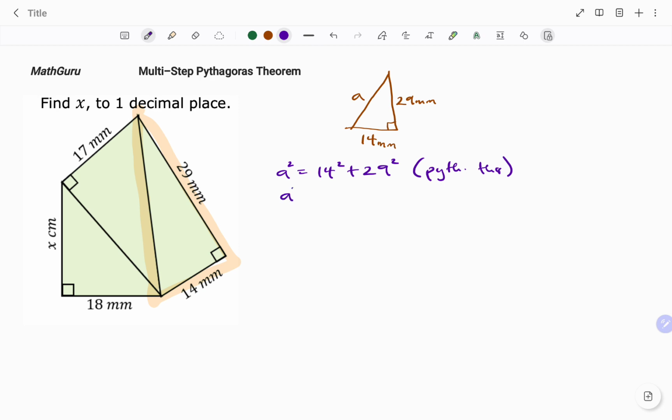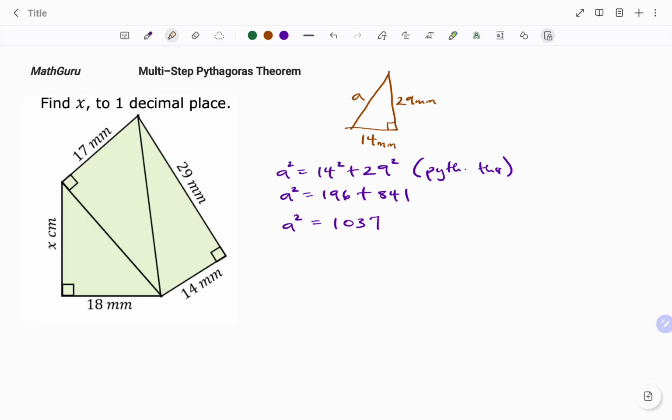Therefore, A squared is equal to 14 squared, that's 196, plus 29 squared, 841. A squared is equal to 1037. I'm not going to solve for A. I'm going to leave it like that because I'm going to use it for the next side.